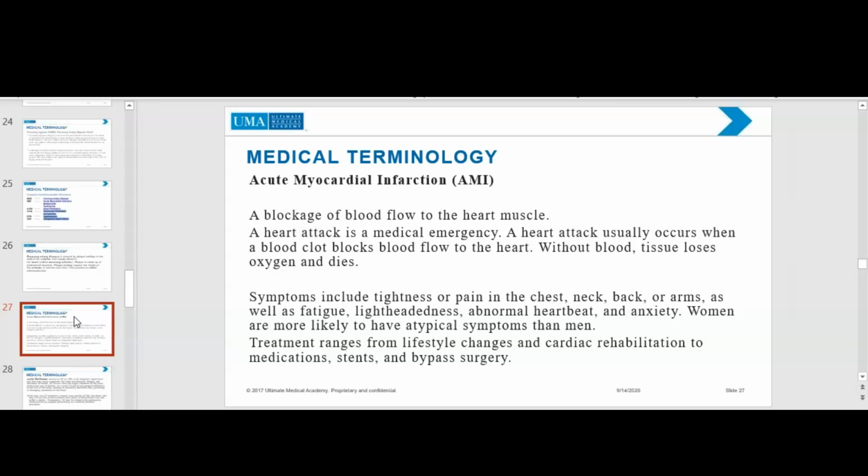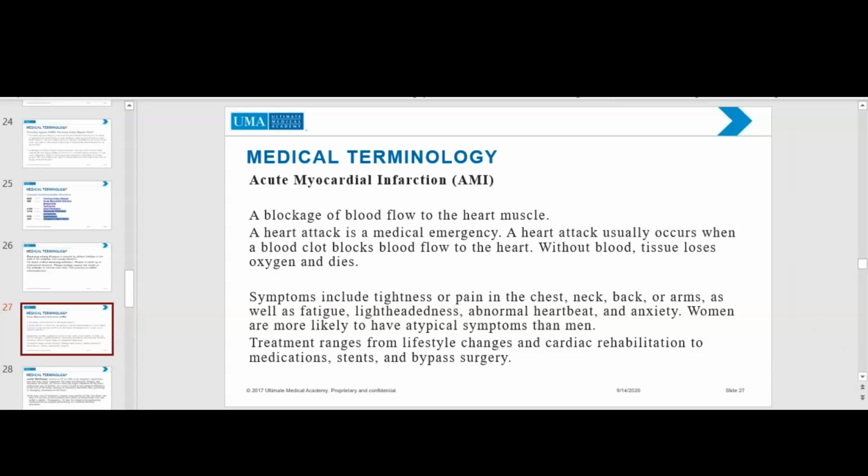All right, let's talk about acute myocardial infarction. It's a blockage of blood flow to the heart muscle. A heart attack, which essentially is what an acute myocardial infarction is. It's a heart attack. A heart attack usually occurs when a blood clot blocks the flow of blood to the heart. Without blood, tissue loses oxygen and dies.